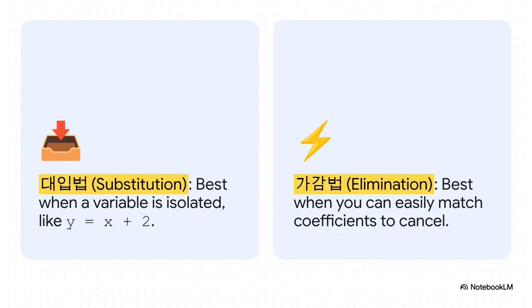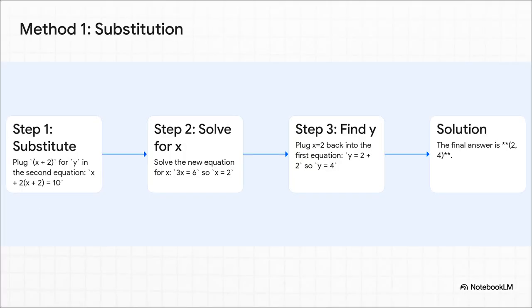Now, to find that one golden ticket answer that works for both equations, we've got 2 main strategies. First up is substitution, or 대입법. This is your go-to move when one of the equations pretty much hands you the answer, like y equals x plus 2. The second method is elimination, or 가감법. This one's more like a clever magic trick where you line up the equations just right to make one of the variables completely disappear. Let's give substitution a try first.